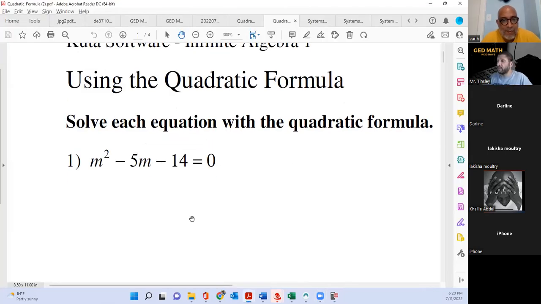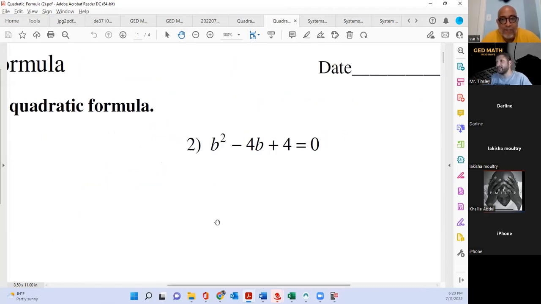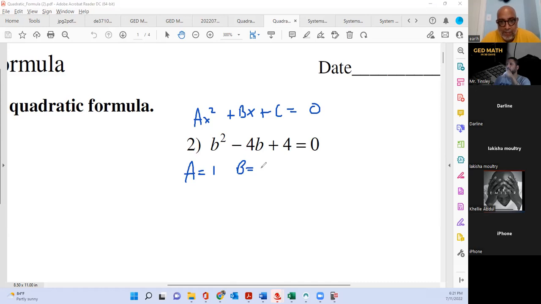Now, I'm going to do a problem. Watch this. I'm going to show you something. ax squared plus bx plus c is equal to 0. My a is what? 1. My b is what? -4. My c is what? 4. You must be able to do that quickly. It doesn't matter what it is. You should be able to do that.